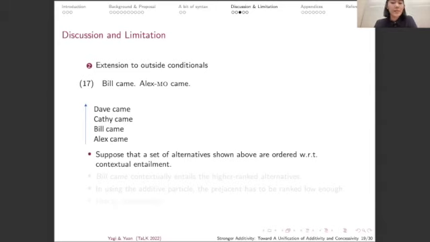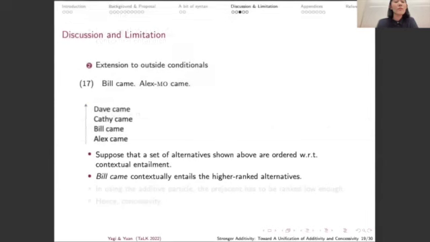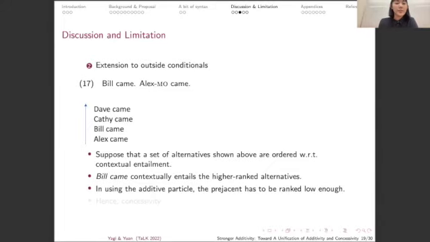And so the reasoning is as follows. Suppose that a set of alternatives shown above are ordered with respect to what we call contextual entailment, and Bill came contextually entails the higher ranked alternatives. So then in using the additive particle, the prejacent has to be ranked low enough. And if the prejacent is ranked low enough, then we get what we call the concessive reading. And if we don't really have this contextual entailment in the context, then we only receive the pure additive reading. So that's the idea. Okay.